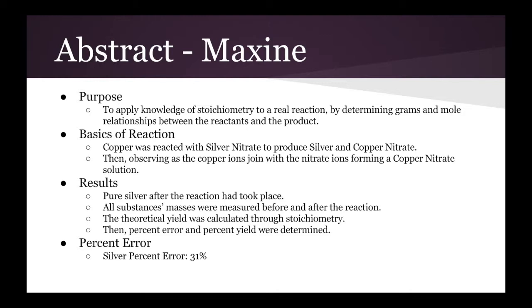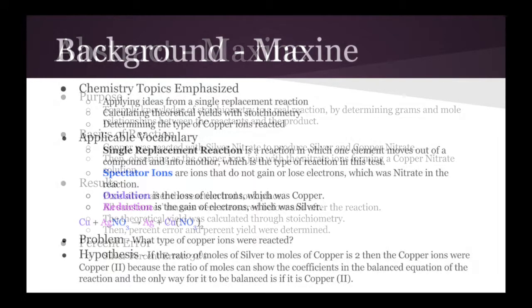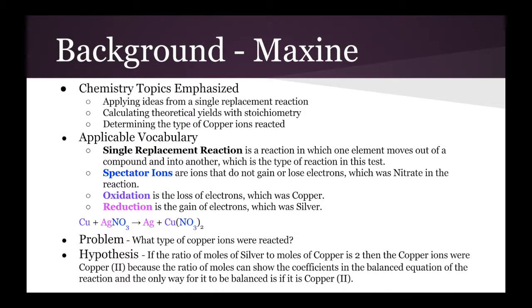Then all substances' masses were measured before and after the reaction. The theoretical yield was calculated through stoichiometry. Finally, percent error and percent yield were determined. Percent error for silver was 31%. The chemistry topics emphasized in this reaction were applying ideas from a single replacement reaction, calculating yields with stoichiometry, and determining the type of copper ions reacted.